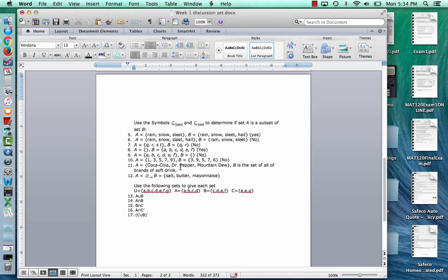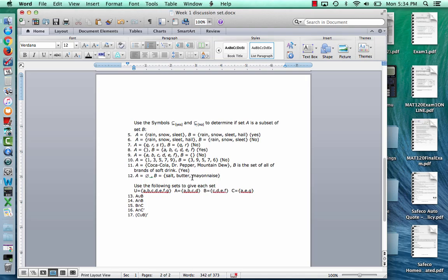And then 11, it says A is Coca-Cola, Dr. Pepper, Mountain Dew, and B is the set of all brands of soft drink. Well, Coca-Cola, Dr. Pepper, and Mountain Dew are brands of soft drink, and they are all in the set of all brands of soft drinks, so this is a subset.